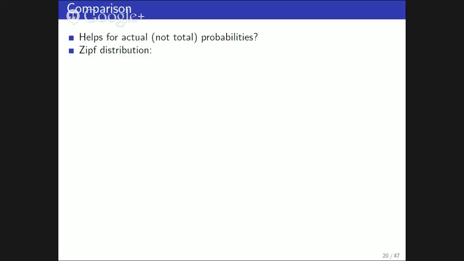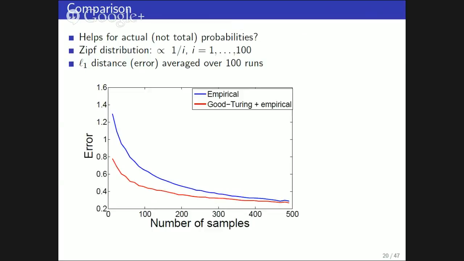But here's an experiment. We took a Zipf distribution. Zipf distribution is a very common distribution in nature. It behaves like 1 over a polynomial. In this case, we looked at something proportional to 1 over i, with i going from 1 up to 100. We look at the L1 distance, or error, averaged over 100 runs. Here, this is the number of samples n that you take, and this is the L1 distance, called error here. Notice the L1 distance can go up to 2, because it's the summation of absolute values of differences; if you have 1, 0 and 0, 1, it's 2.